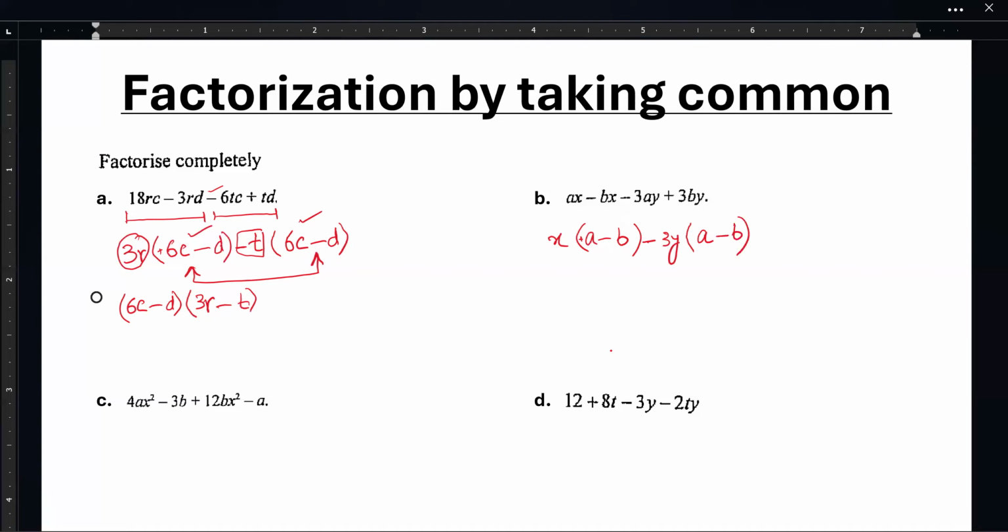Now, let's take a minus b common here. I take a minus b common and write down the remaining parts. So a minus b has been taken out, x is left. A minus b has been taken out and minus 3y is left. That is your final form of factorization. So let's take part C.